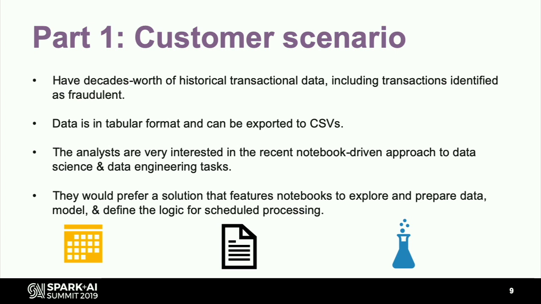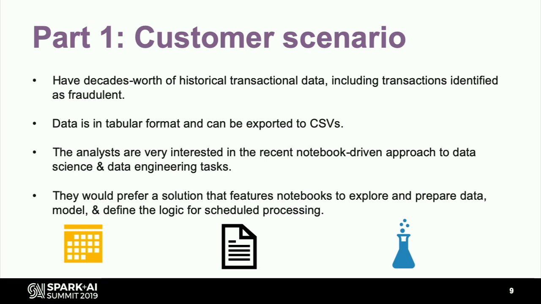They're also very interested in a notebook-driven approach. I'm sure you guys are at the Databricks conference, so you know what notebooks are. Notebooks are the most interesting way for data scientists to explore data and do different sorts of analysis. So they are interested in a notebook approach, and our solution has to provide that.